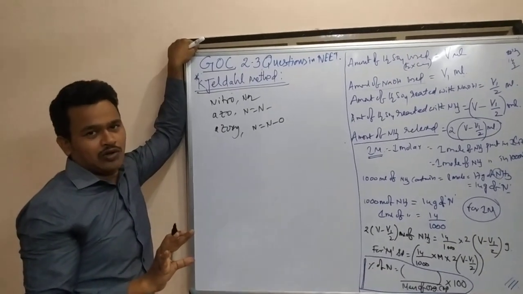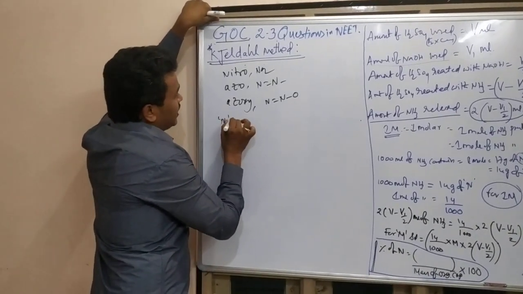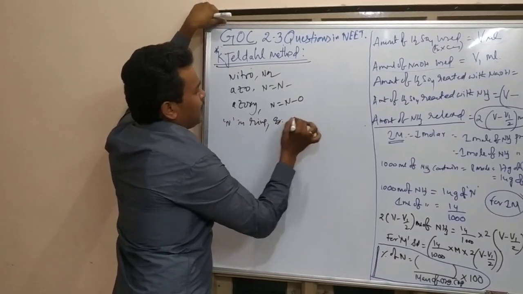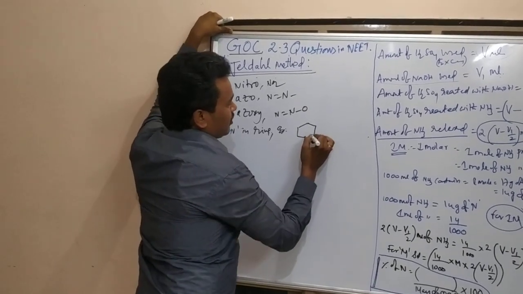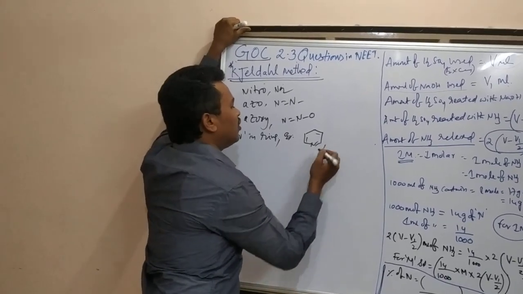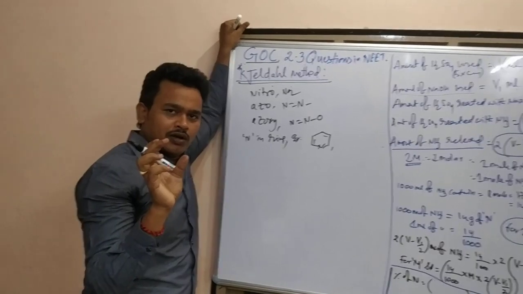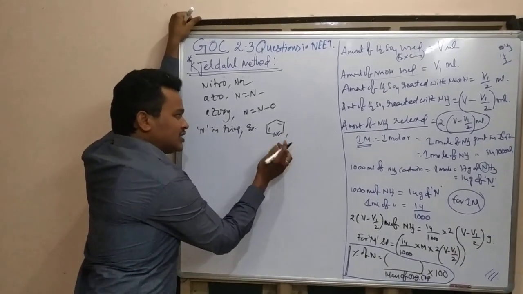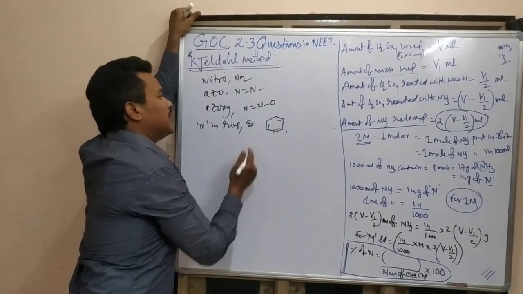Why not allowed? Also, compounds with nitrogen present in rings. For example, pyridine, pyrrole, quinoline, isoquinoline, like that. Any compound where nitrogen is in the ring, we cannot detect the amount of nitrogen by this Kjeldahl method.